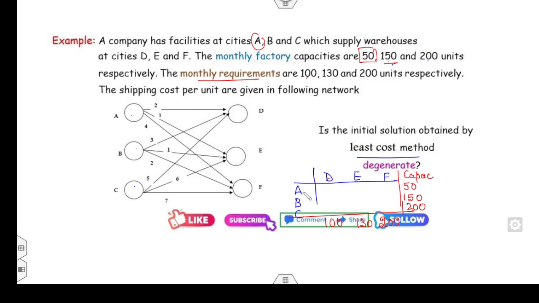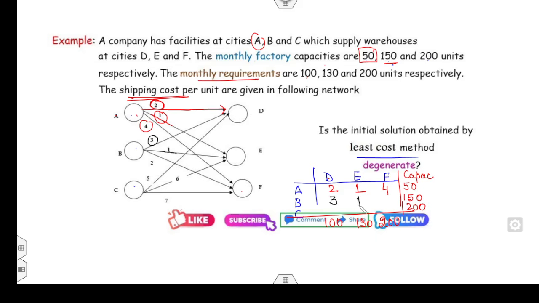What is the cost of the transportation? That is the shipping cost from A to D. This is the shipping cost given as a 2. Similarly, A to E, the shipping cost is my 1. The shipping cost from A to F is my 4. Similarly, you can write for the B. B to D is my 3.